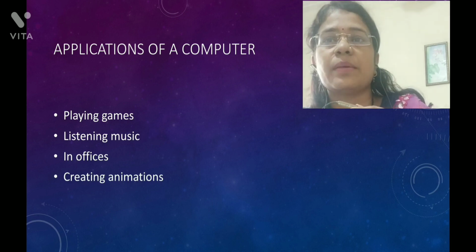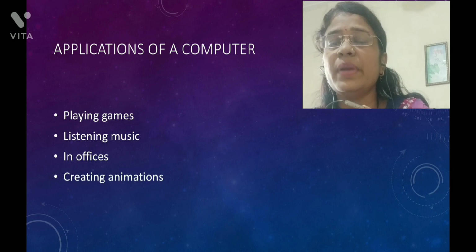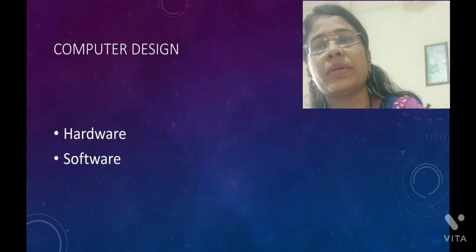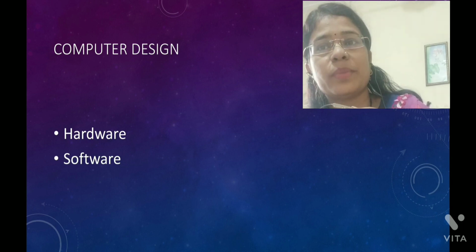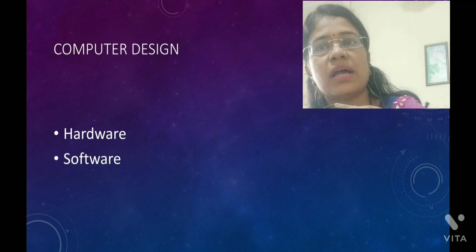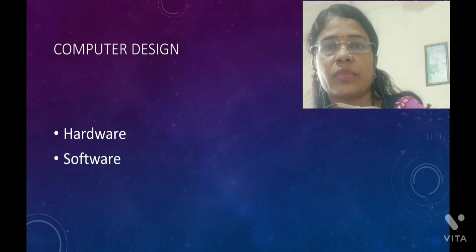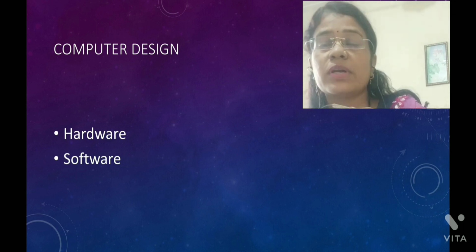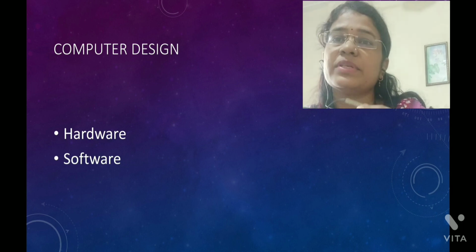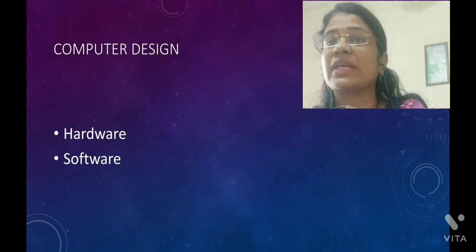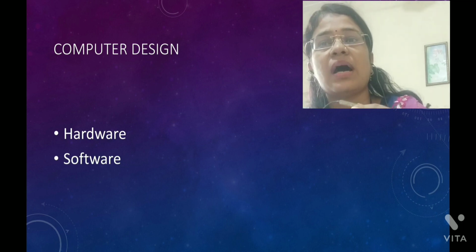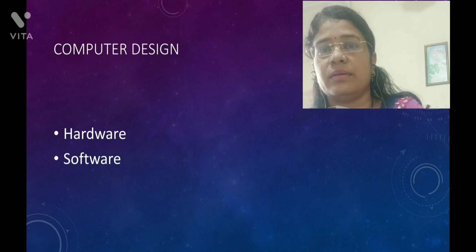So basically this computer is made with two main parts. Computer design, we are going to discuss the topic computer design. So basically two main parts are there in the computer design. First one is hardware and the second one is software. Okay, now the question arises, what is hardware? Hardware means all the physical parts of the computer which we can see as well as we can touch. All those physical parts are known as the hardware devices.